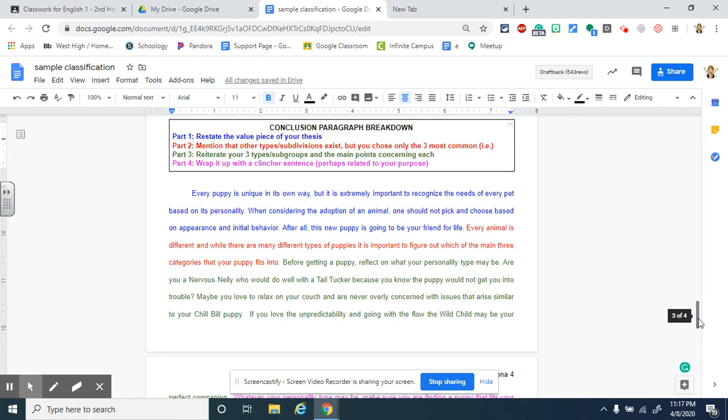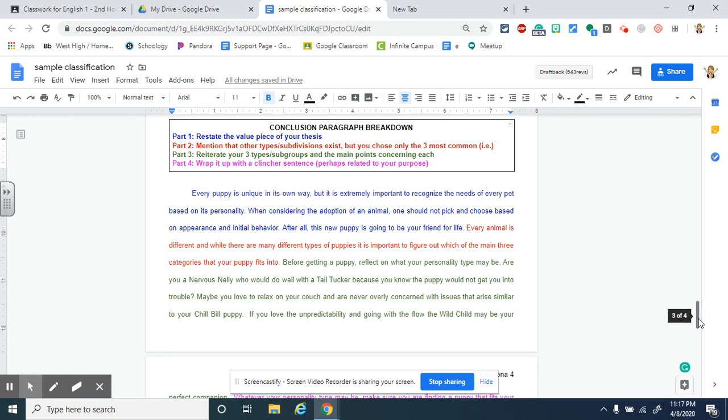So here's our restate the value piece. Every puppy is unique in its own way, but it's extremely important to recognize the needs of every pet based on its personality. When considering the adoption of an animal, one should not pick and choose based on the appearance and additional behavior. After all, this new puppy is going to be your friend for life. Every animal is different, and while there are many different types of puppies, it's important to figure out which of the main three categories your puppy fits into.